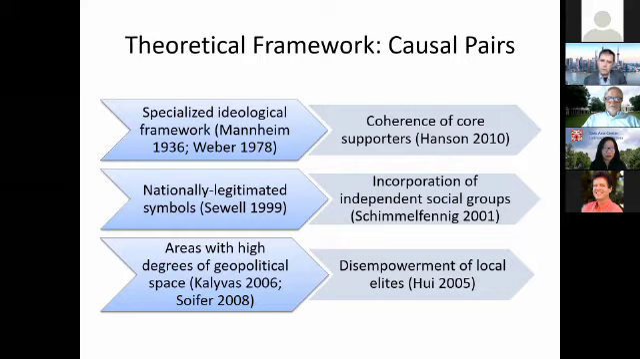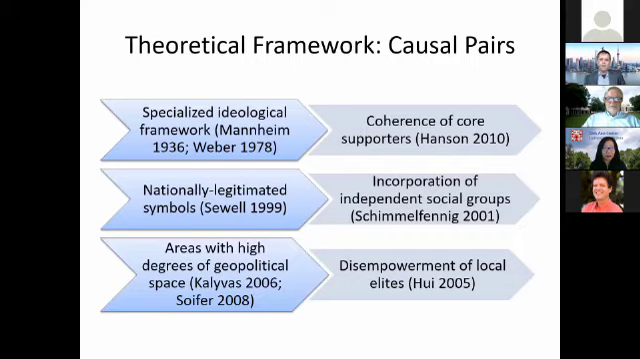And both Weber and Hansen argue that an ideology can serve that purpose. So I borrow from their ideas to develop this idea of a specialized ideological framework that unifiers can use to develop a coherent group of supporters that will stick with them through thick and thin over the course of many, many years. In the case of the Chinese communists, for example, it would be decades from their founding to when they actually successfully reunified China under their own authority.